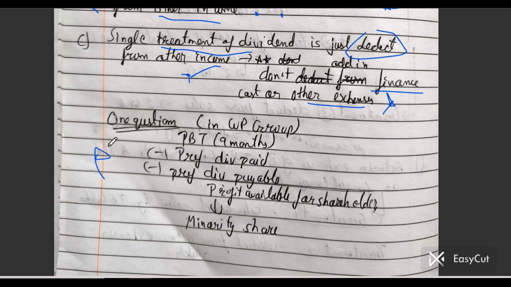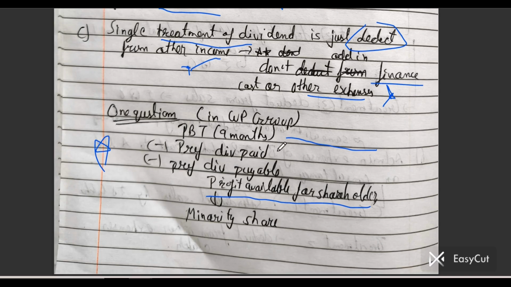And there is this one question in which you will get the profit before tax, but you will not find out how much profit is available for shareholders, because the question asks you to find out the minority share and the holding company share. Then you will get the PBT from your P&L account, because you had prepared your profit and loss account. Then you have to deduct preference dividend already paid in the year, and preference dividend paid up to 9 months.